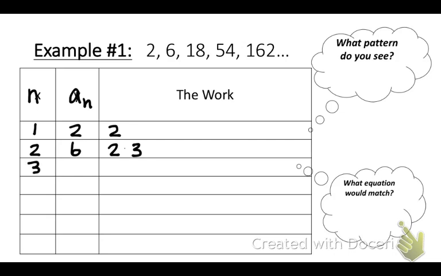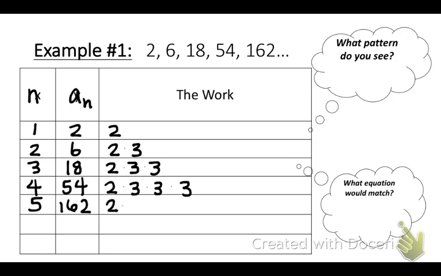The third term is 18. So if you started with 2, and you had to multiply by 3 to get 6, how would you get to 18? You'd multiply by 3 again. The fourth term is 54. So that would be 2 times 3 times 3 times 3. We can see a pattern that's developing. The fifth term is 162, which you get from 2 times 3 times 3 times 3 times 3.